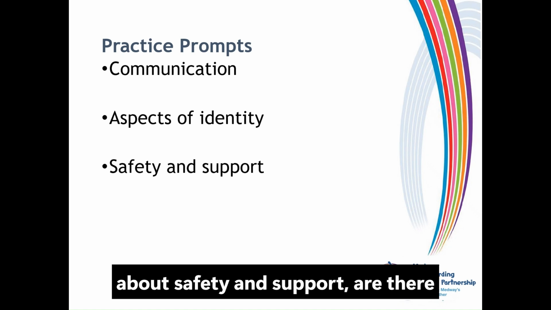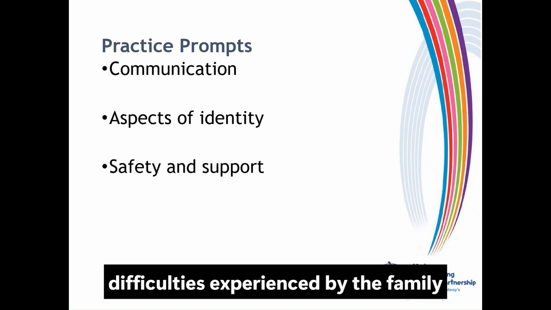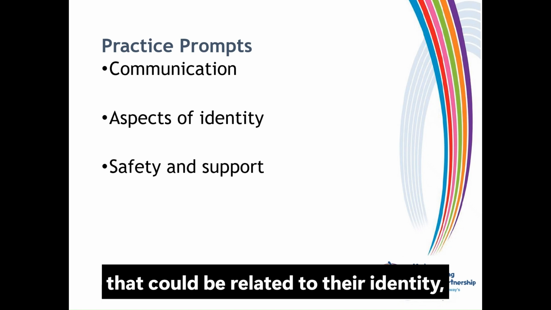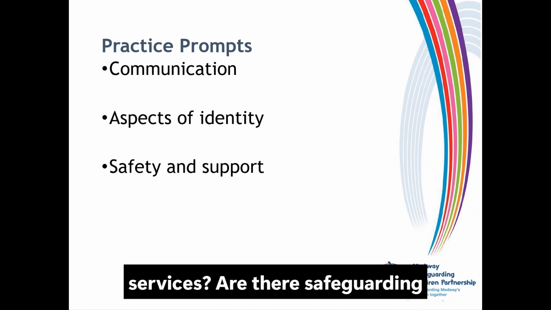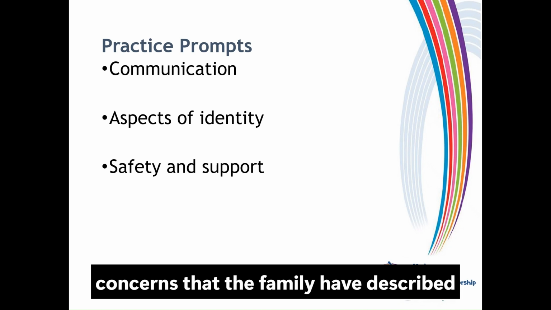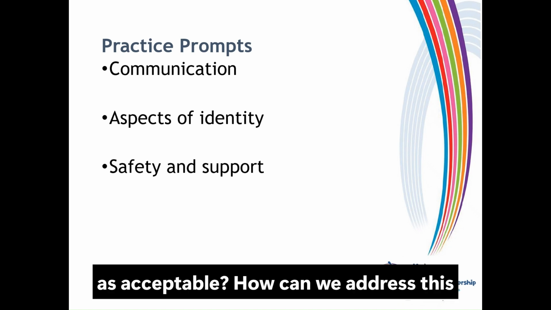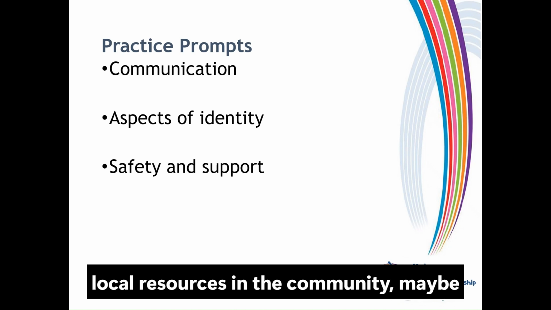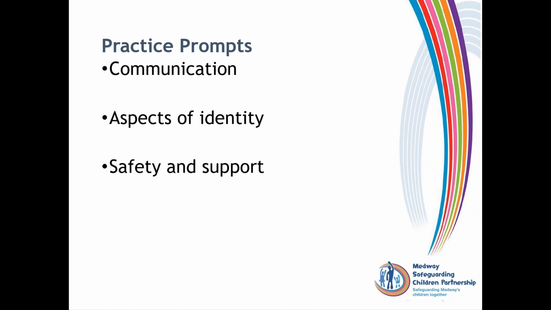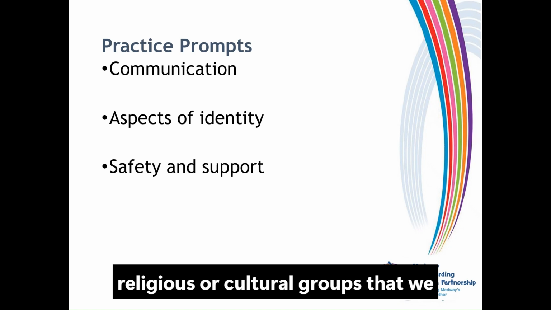In thinking about safety and support, are there difficulties experienced by the family that could be related to their identity, maybe discrimination or access to services? Are there safeguarding concerns that the family have described as acceptable? How can we address this with the family? And are we aware of local resources in the community, maybe religious or cultural groups that we could connect with?